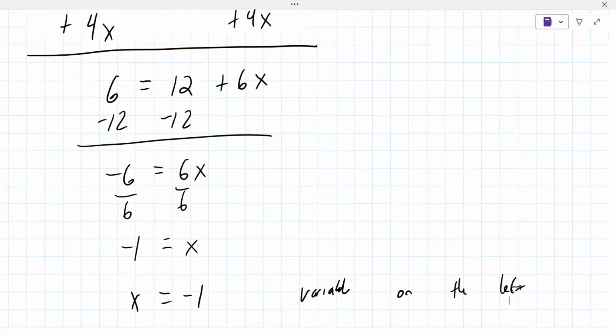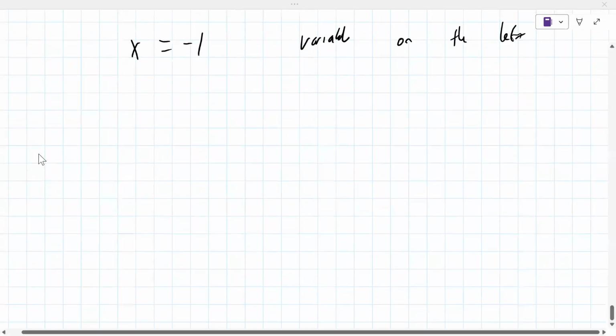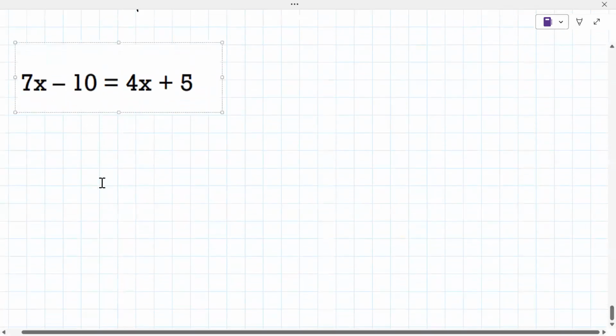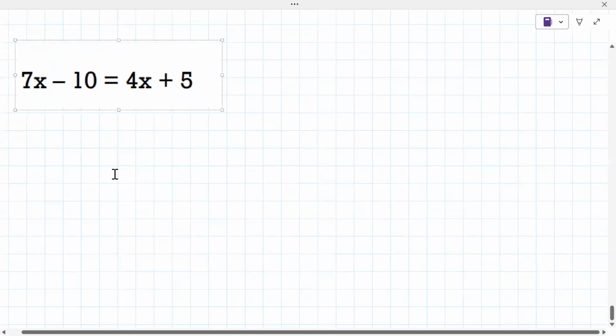All right, so here is, I'll have you try one here. And then I'll have you try a few more before we move on to more examples. All right, go ahead and try this one for me, please, and let me know what you come up with.